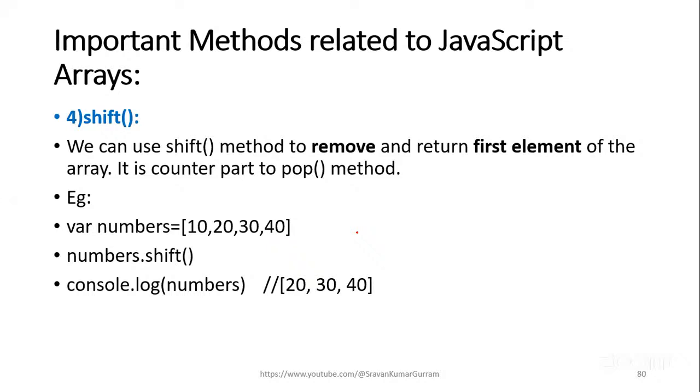Next method is the shift method. You can easily understand that. Okay. Shift. This method is used to remove and return the first element. Okay. The shift method is used to remove the first element. If you execute that particular method shift, it returns the removed element.